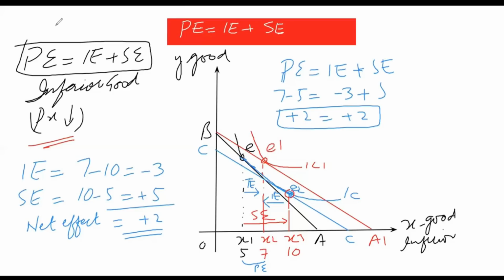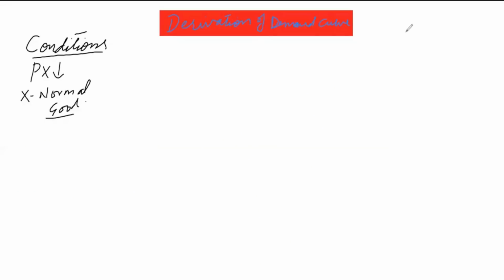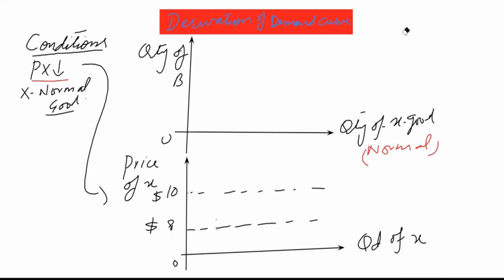Next concept is derivation of the demand curve using indifference curve and budget line. And the first condition is that there is a fall in price of X and we have X good which is a normal good. So draw two graphs, and in the upper graph we show quantity of X good, which is a normal good, on the X axis and quantity of another good, let's say Y good, on the Y axis.